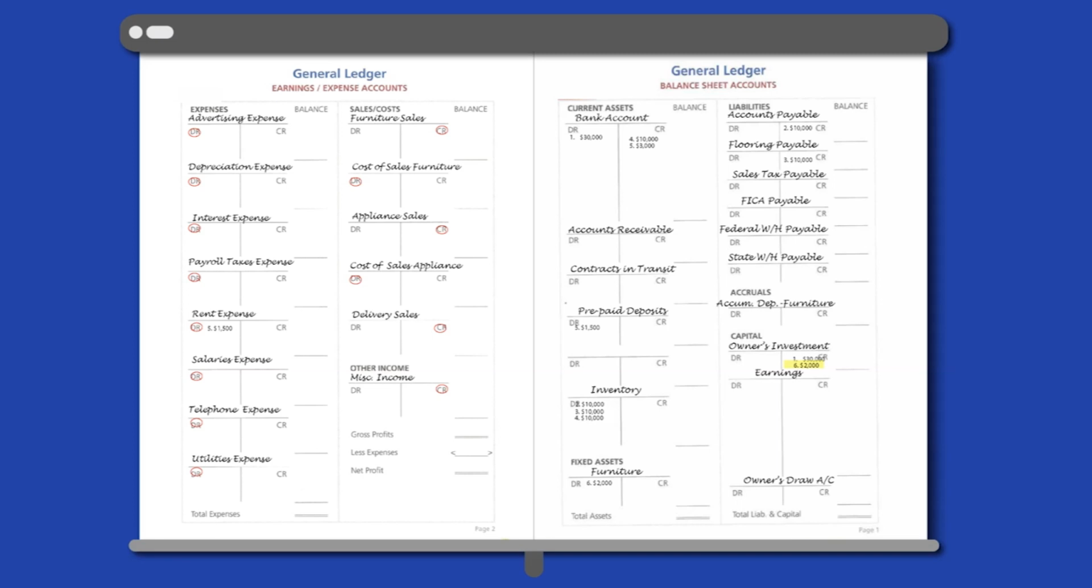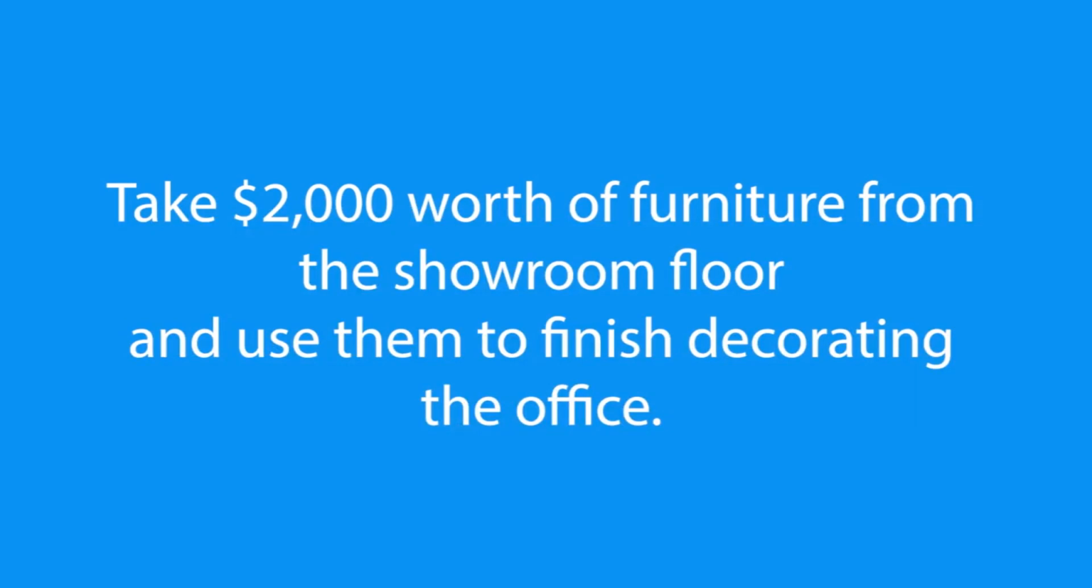Okay. Number 7. We need some more furniture in the office to use, and we have some furniture out on the showroom floor that looks good, so we're going to take the price tag off of it. It costs us $2,000, and we're going to put it in the office to use it. Okay? So think, what did we get and where did it come from?